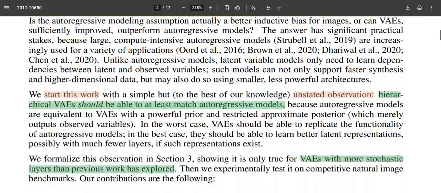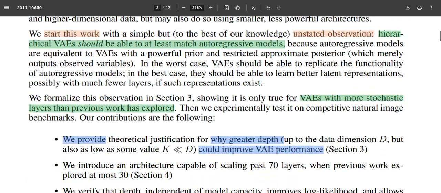So the question asked is, can we set up a variational autoencoder architecture, similar to a hierarchical architecture, which is able to act similar to vanilla autoregressive models like PixelCNN models? In that aspect, this paper tries to make a variational autoencoder with more stochastic layers compared to the previous work, which hasn't been explored on similar platforms.